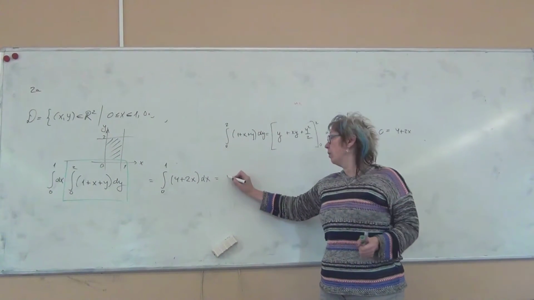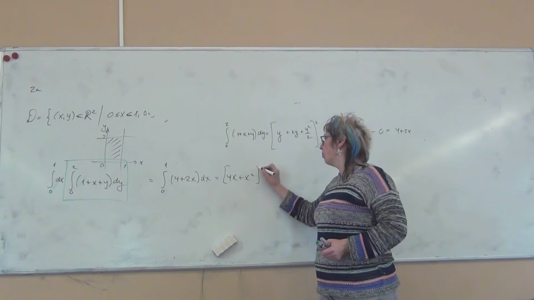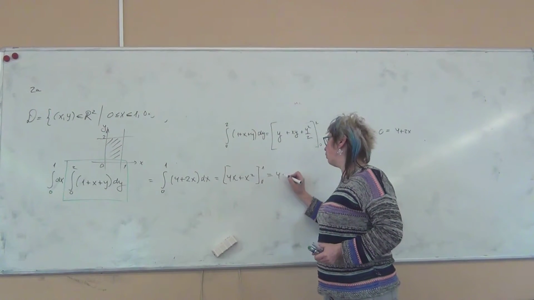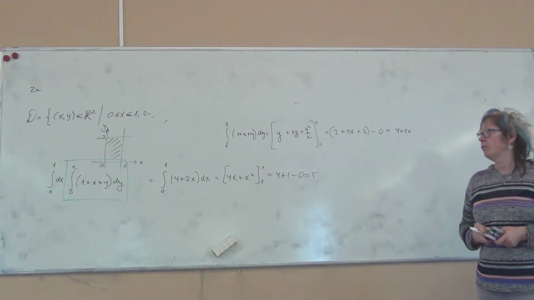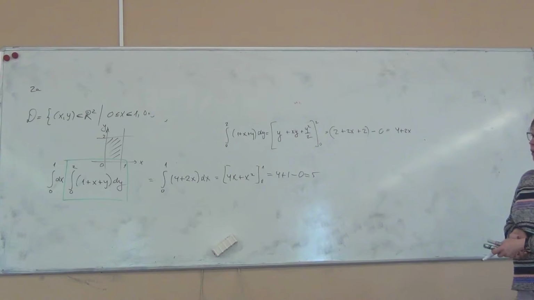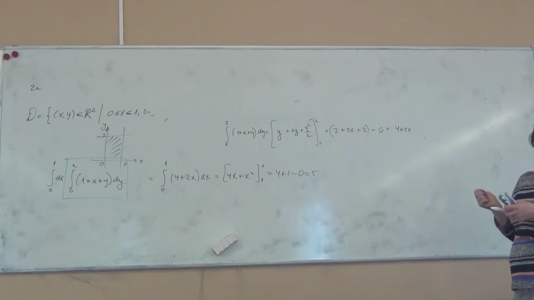Now it's easy. 4x plus x squared between 0 and 1, so it's 4 plus 1 minus 0, which is 5. That is the value of this integral. So you see, sometimes you get quite simple integrals. And yes, of course, in the test I will give you simple integrals to integrate on a rectangle, but not all of them.